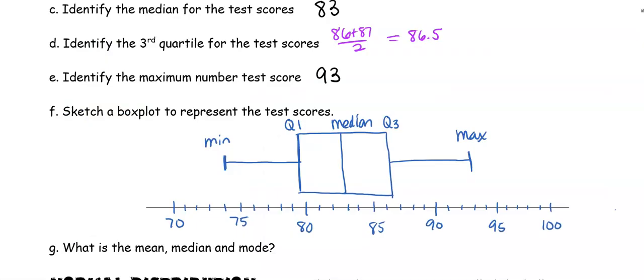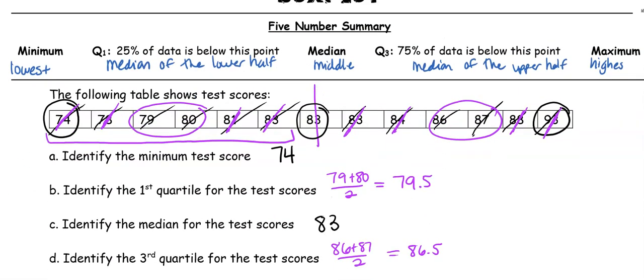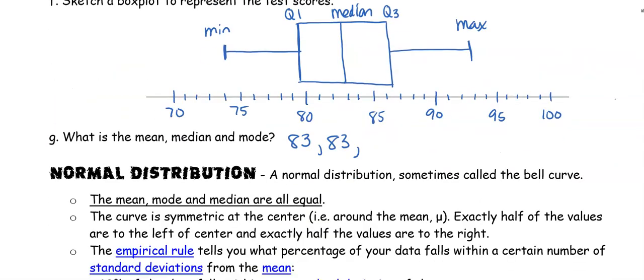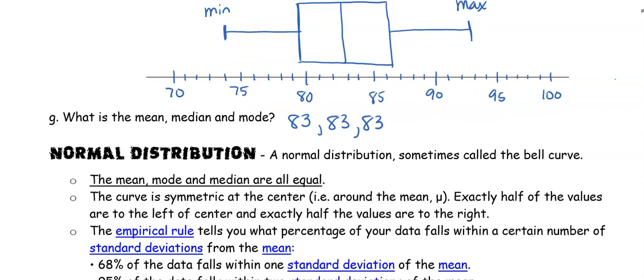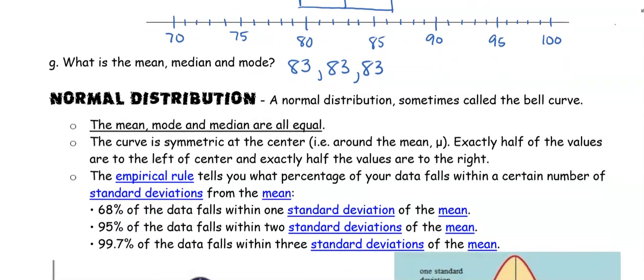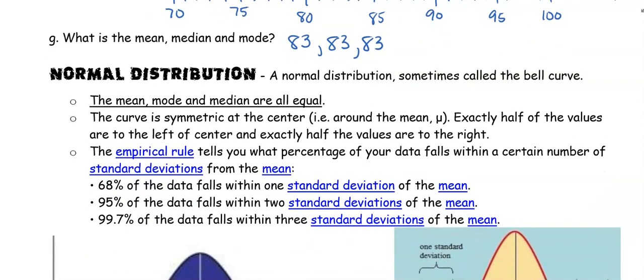So we see that our mean was 83. We already knew that our median was 83. And then our mode, our most common number. If we look, 83 is repeated 3 times. That's our most common number of 83. So when our mean, median, and mode are all the same number, we call this a normal distribution.